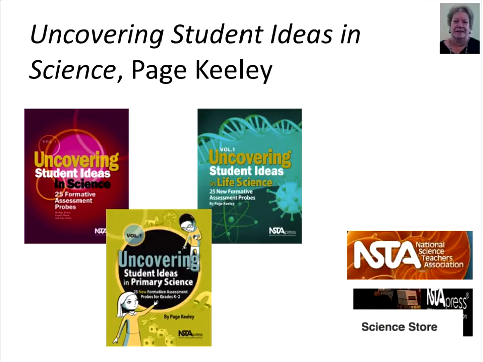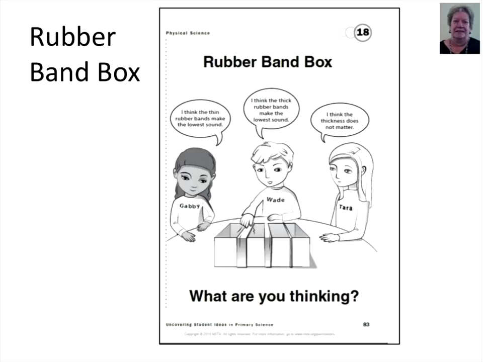Because of all the information that I could get from these books, not only does Paige have a probe, which I'm going to show you on the next slide, but she has a whole chapter about these probes, and it talks about what students are thinking, what could be expected in elementary grades, what are some of the inconsistencies that we might find with students, some suggestions for helping our students move forward in their understanding of ideas. And the other thing about Paige's probes is that each of the probes were written with distractors that were chosen for a particular reason.